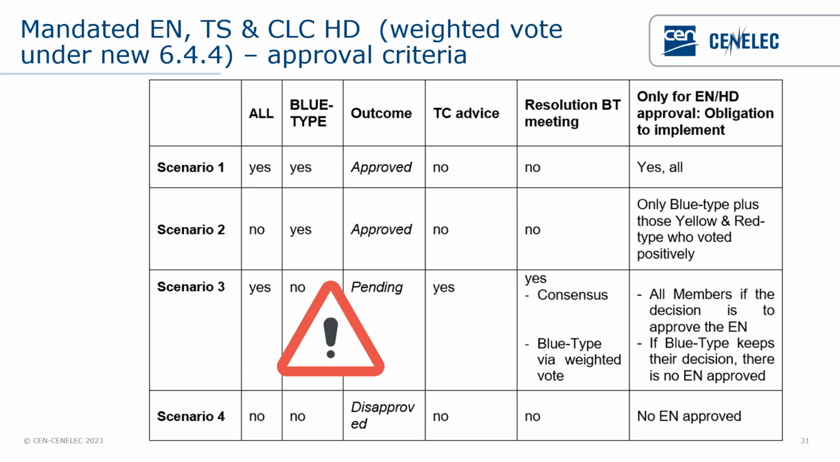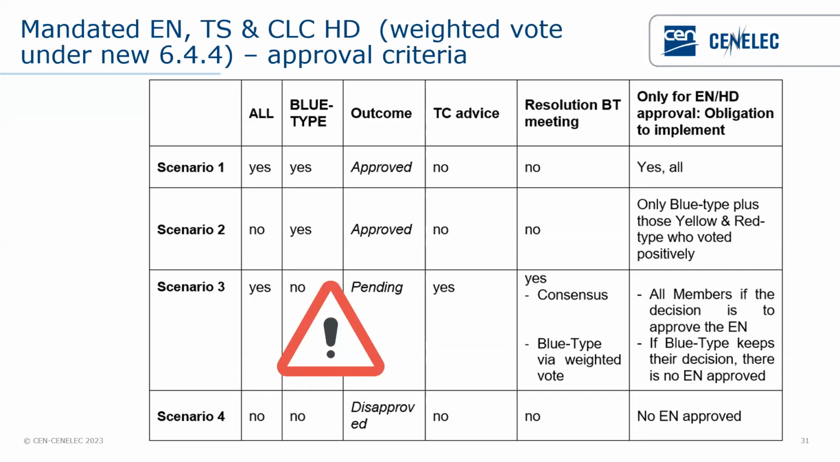So this last column only applies to ENHD. For scenario 1, every member is requested to implement at national level that deliverable. In scenario 2, as already is today, only blue type plus those yellow and red type who vote positively. And then, of course, we had to consider the new scenario. If via consensus the decision is to approve the standards, then all members will have to implement the standard.